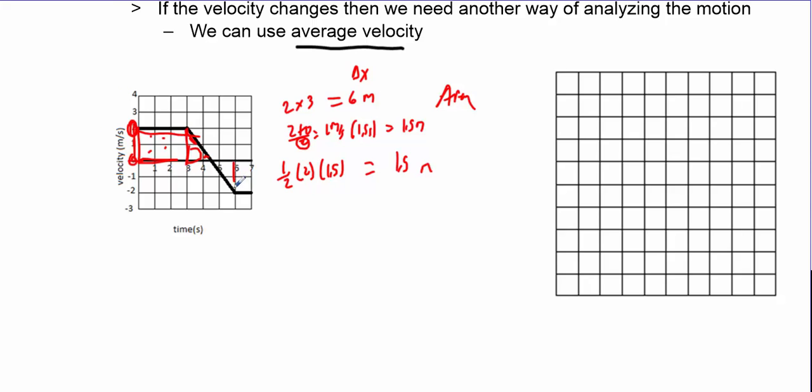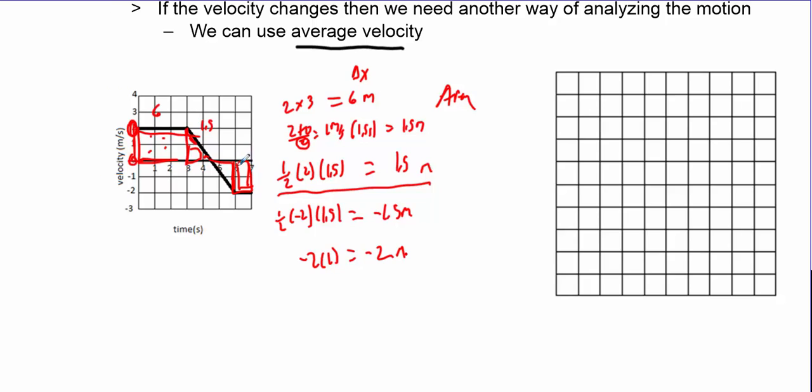We can apply the same thing here. So I've got my 6 meters, 1.5 meters. This is also 1.5 meters by the same argument, but it's negative because my velocity is negative. So I have 1/2 times -2 times 1.5, and this is negative 1.5 meters. And then finally, I have this last little bit, -2 times 1 second, which is -2 meters. So we can see for the last few seconds it's got negative displacements, and the areas were below the axis.